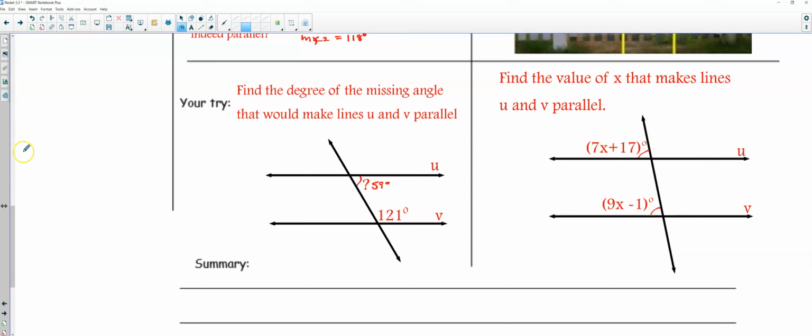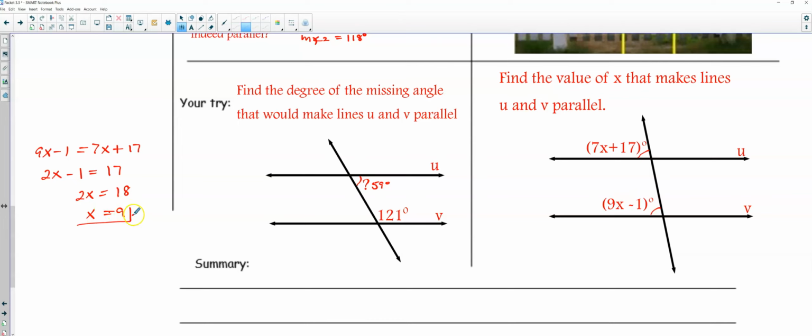So therefore, I could set up the equation. I could say, well, 9x minus 1 must equal 7x plus 17. Remember that congruency means that the measurements are equal, right? So I should take 7x from both sides. So 9x minus 7x, that would be 2x minus 1 equals 17. Since I'm subtracting 1, add 1. So 2x is equal to 17 plus 1 is 18. Divide by 2 on both sides, so x is equal to 9.